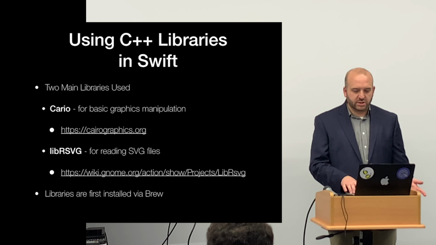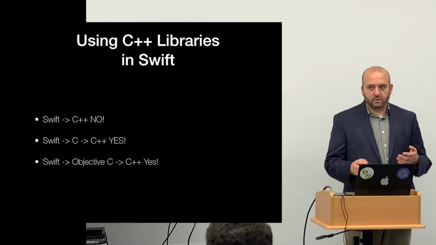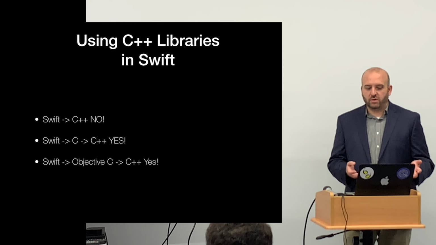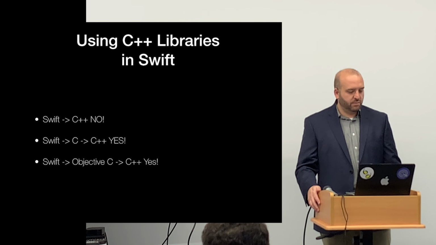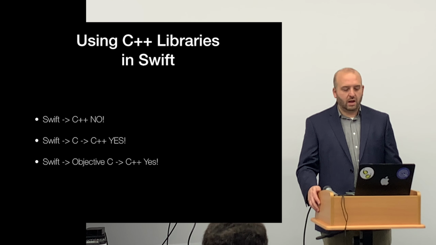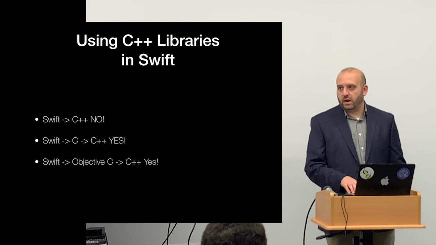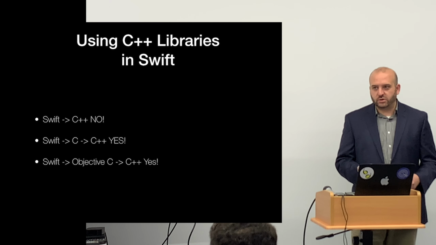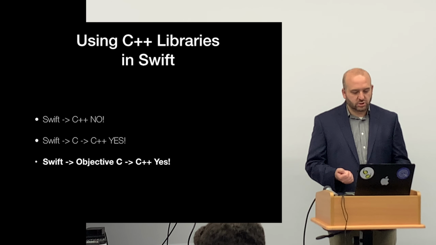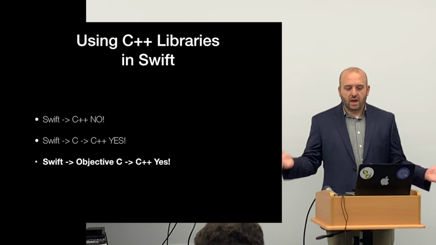So I looked at the options of how to do C++ in Swift. And there is no way to just directly do C++ in Swift. There is a way to do Swift to C to C++, but I didn't want to do C because I definitely know Objective-C more than I know C. So I decided to go ahead and go with Objective-C as my intermediary, essentially, between the Swift and the C++ code.